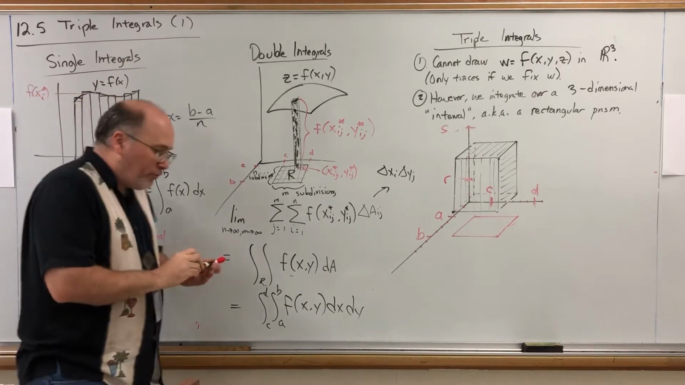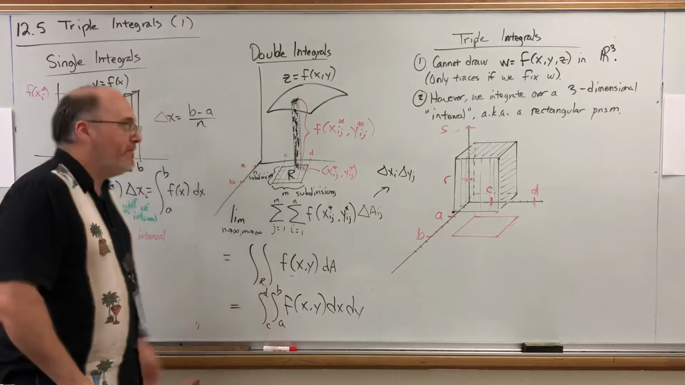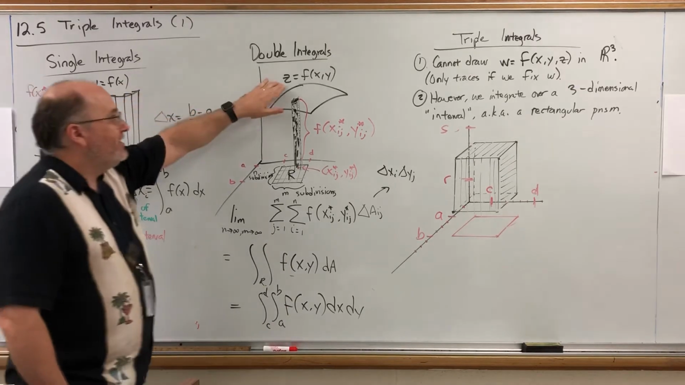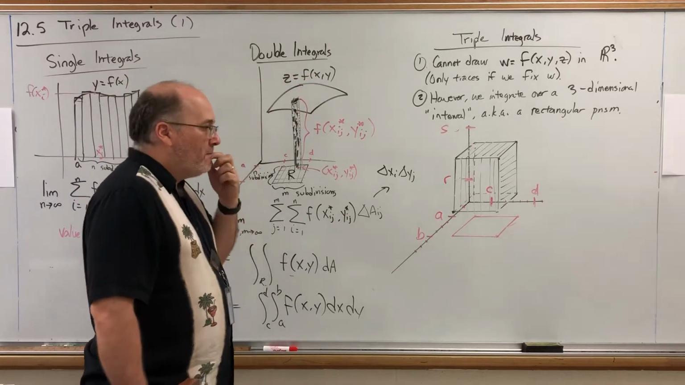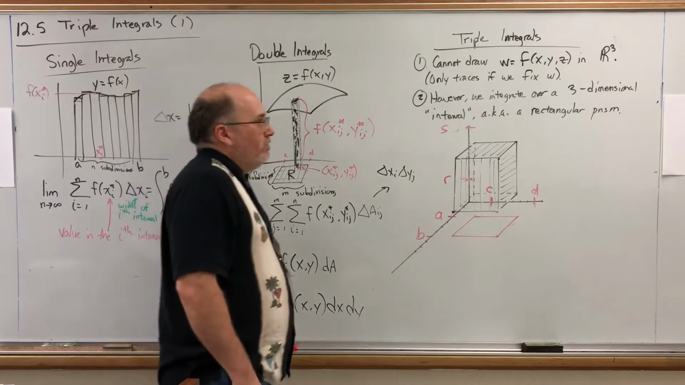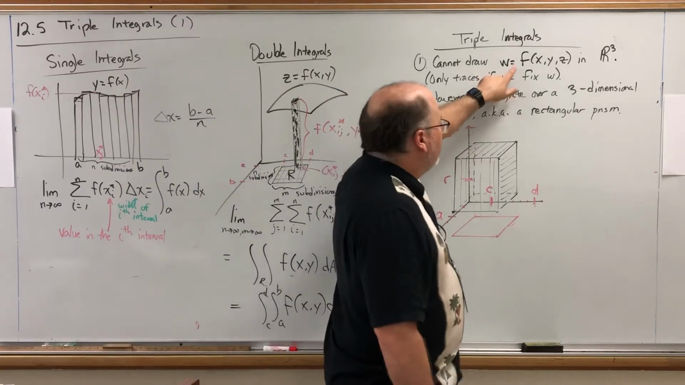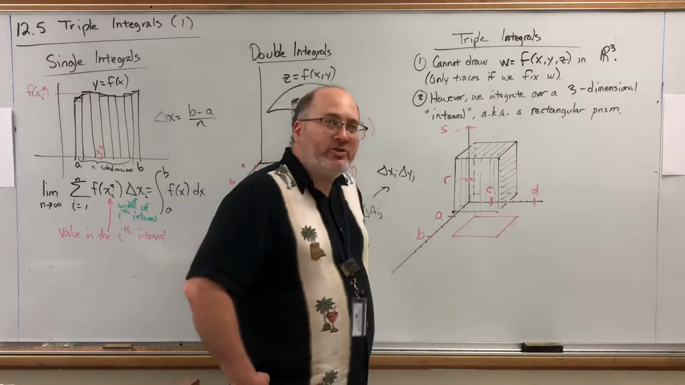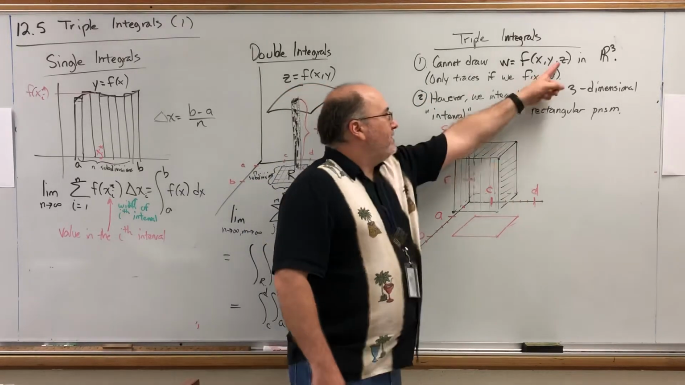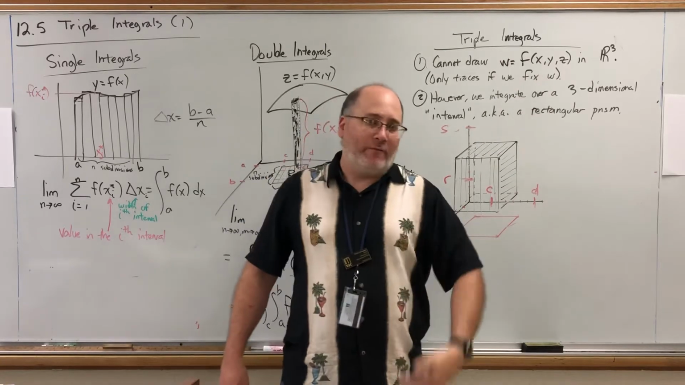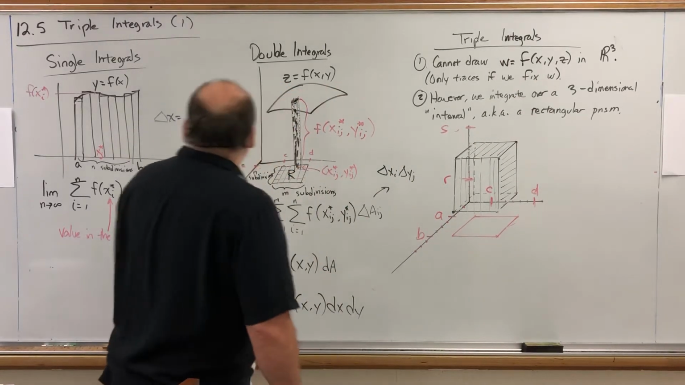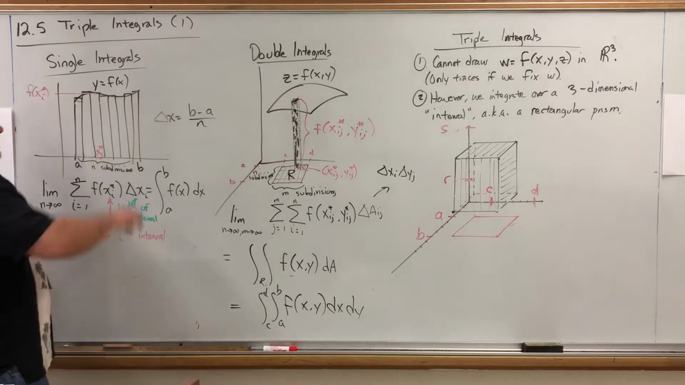Well, we run into a problem when we try to bump everything up a dimension. Not in the function. Y is a function of x, we've got that. Z is a function of x and y. What letter do we use next? Well, we'll use w as a function of x, y, and z. But the problem is we can't draw that function in 3 dimensions. Why? It has 4 variables, and therefore we would need a 4-dimensional picture. Good luck drawing that. So we can no longer draw the thing that we're integrating.